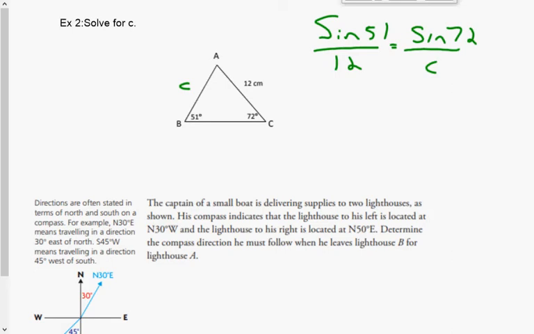So once again, first thing first, cross multiply. So it's c sine 51 equals 12 times sine 72. Then I divide to get c by itself, so it's c equals 12 times sine 72 over sine 51.